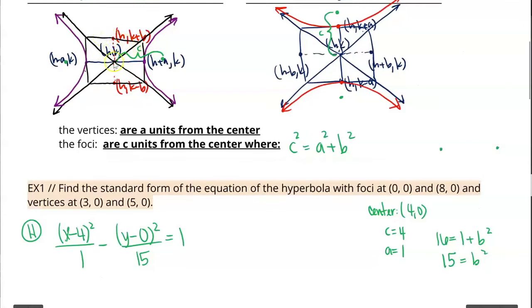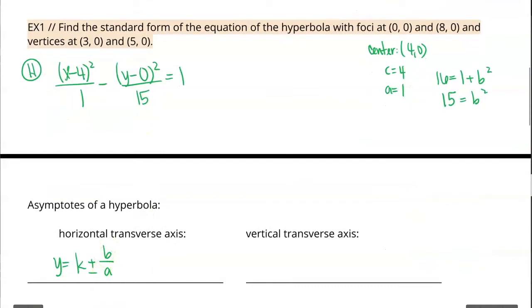A would be the run, so our slope is b over a. We're going to have one in the positive direction and one in the negative direction, so plus or minus b over a times x minus h, and that's going to be the x coordinate of your center, okay? So this makes sense, but it switches.